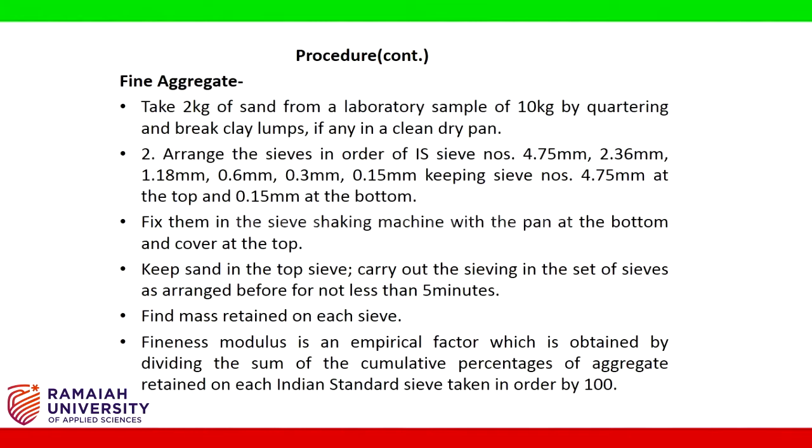Carry out the sieving in the set of sieves as arranged before for not less than 5 minutes. Find mass retained on each sieve. Fineness modulus is an empirical factor which is obtained by dividing the sum of the cumulative percentages of aggregate retained on each Indian standard sieve taken in order by 100.